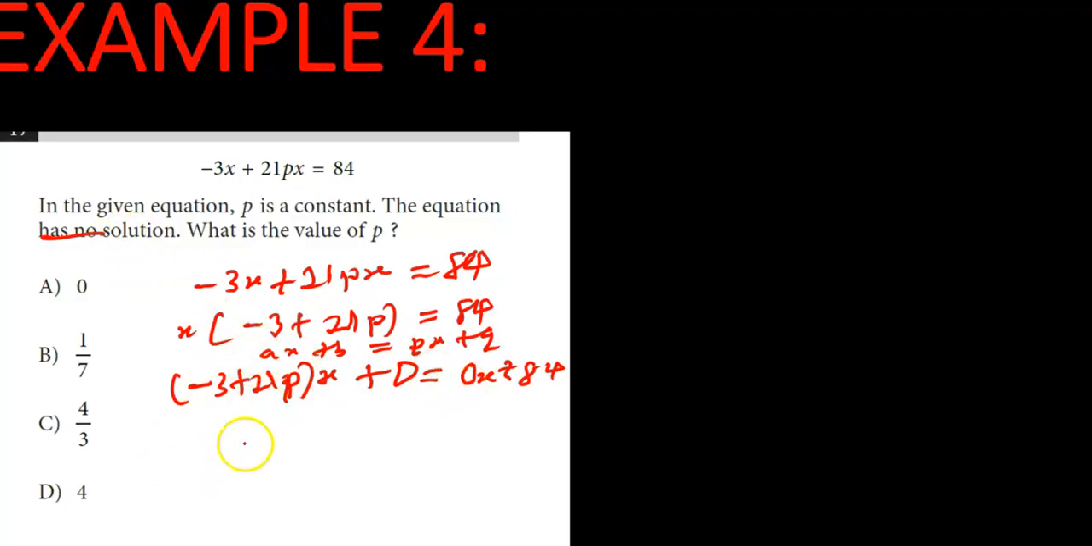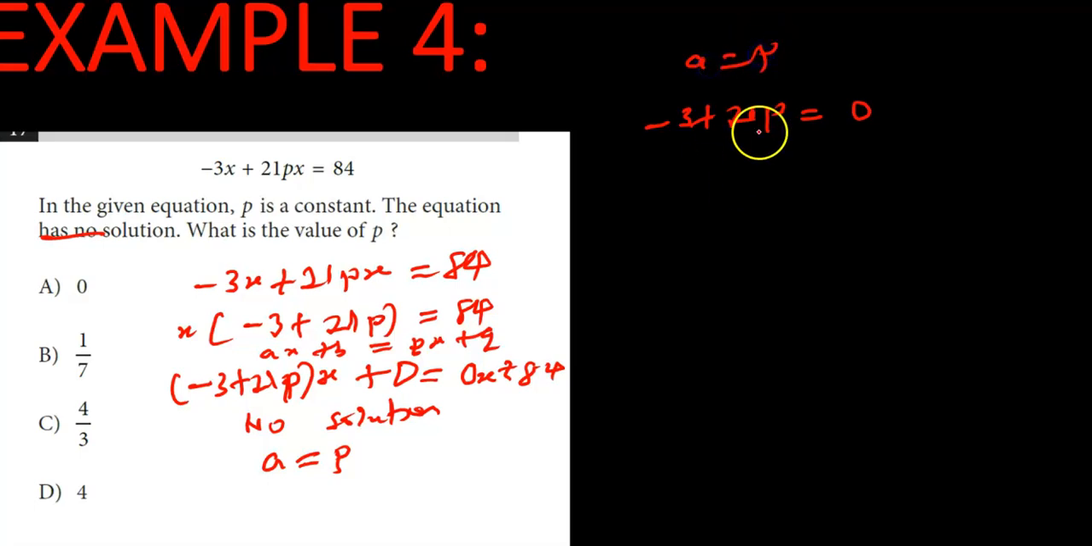So for it to have no solution, don't forget, for no solution, a must be equal to p. So our a in this case is -3 + 21p, which equals 0. That's a equals p. So from there I can have 21p equals 3. Then I have p equals 3 over 21, and that is 1 over 7. And that is the end of that.